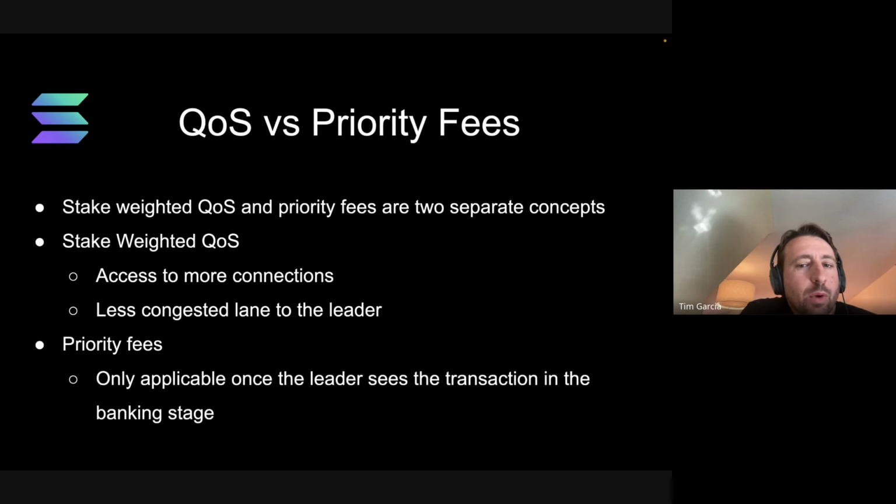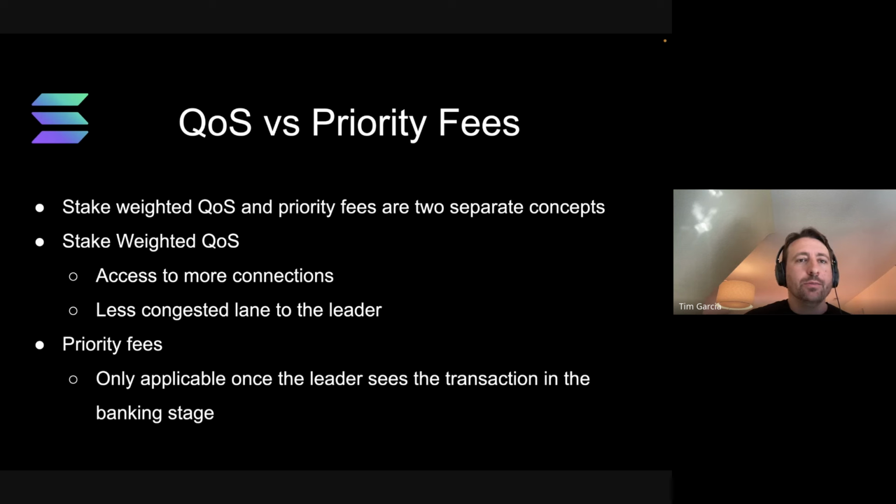One thing to call out is that stake-weighted QoS and priority fees are two entirely separate concepts. So stake-weighted QoS is about making the connection to the leader. Priority fees are once that transaction gets to the leader and is seen by the banking stage, the scheduler is able to make decisions based on that priority fee. But the priority fee does not improve the amount of connections you get, and stake-weighted QoS does not necessarily improve inclusion. It's two separate paths to get to the ultimate block inclusion. Or I shouldn't say two separate paths, I would say one path and another to block inclusion.